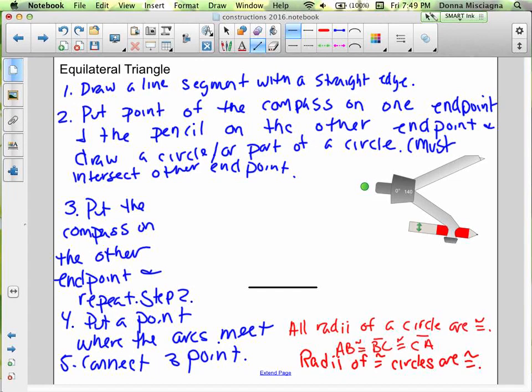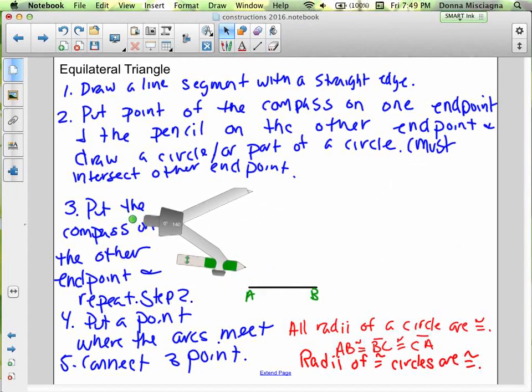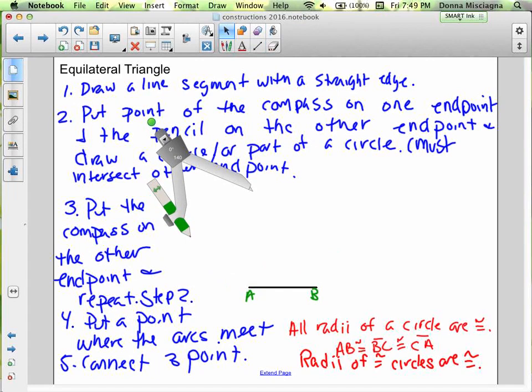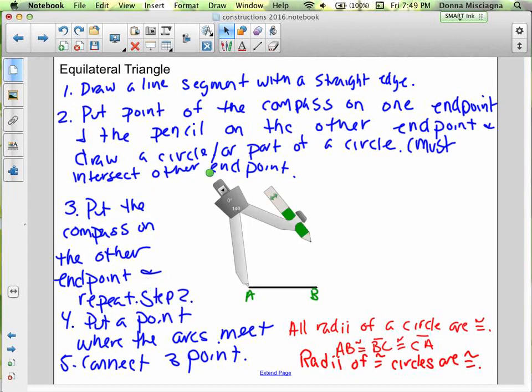All right, and then you're going to put the point of the compass on one end. Let's give it a name. So again, A and B. And so I'm going to put the compass on A. Try to, anyway. And flip it around. It's pointing the wrong direction.